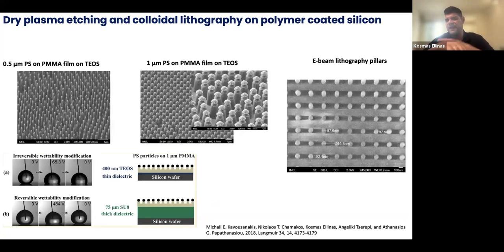Here is another example in which quite vertical pillars are created again using plasma etching and colloidal lithography. And here is the same pillars created maskless by electron beam lithography and plasma etching. In this application, these pillars were used in order to do electrowetting applications, so reversible to tune, depending on the applied voltage, the wetting properties of a substrate.